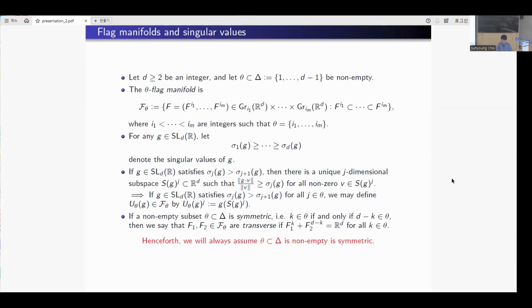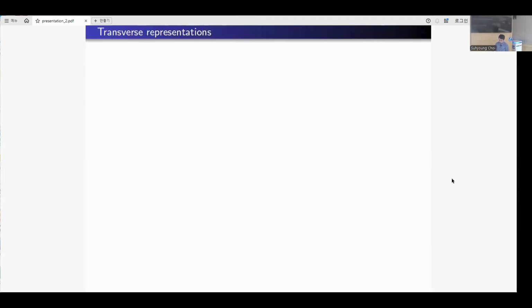Questions? All right. Okay, so the first notion I want to introduce are these things called transverse representations. I'm going to let gamma be a function group. So what's a function group? It's an infinite discrete subgroup of PSL2R.